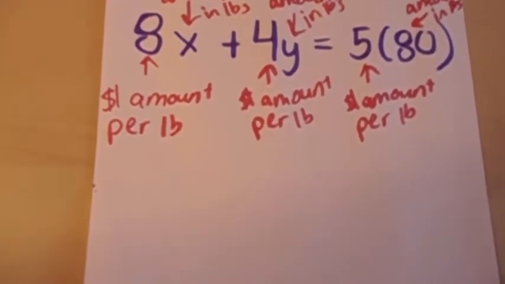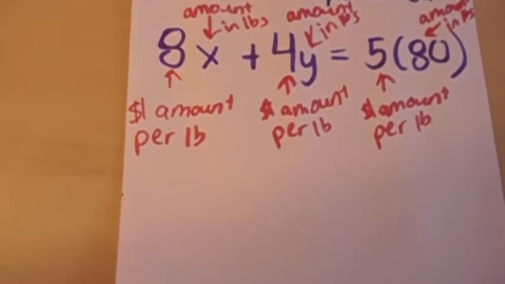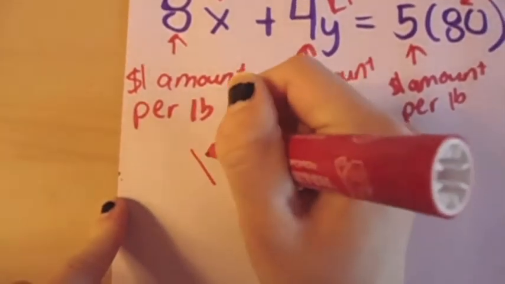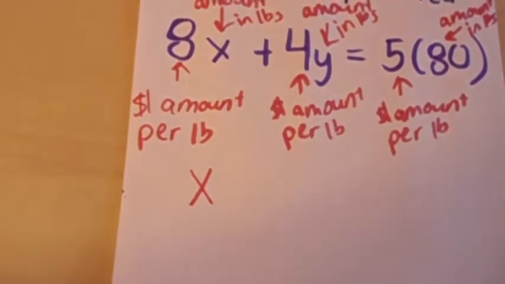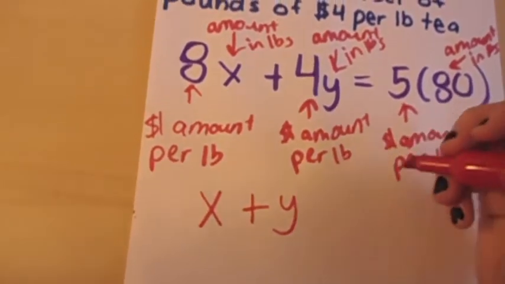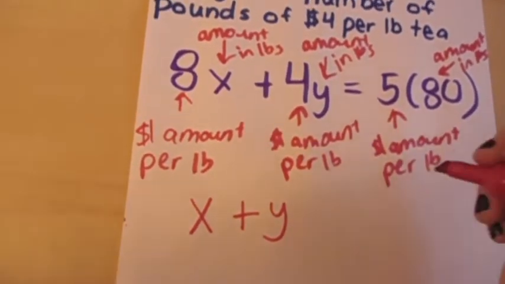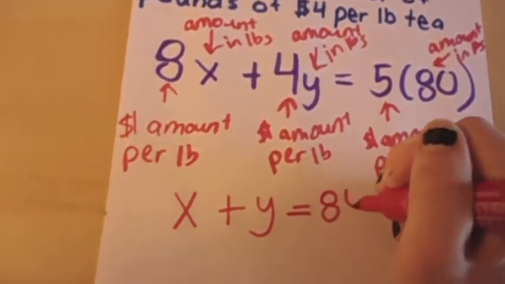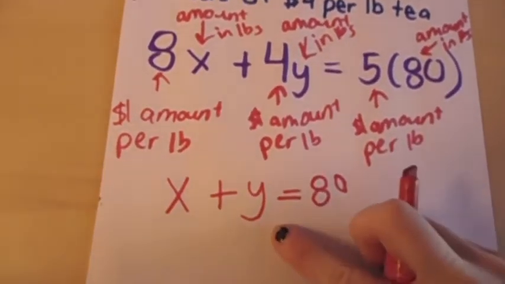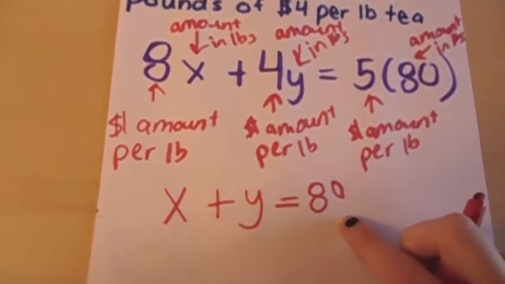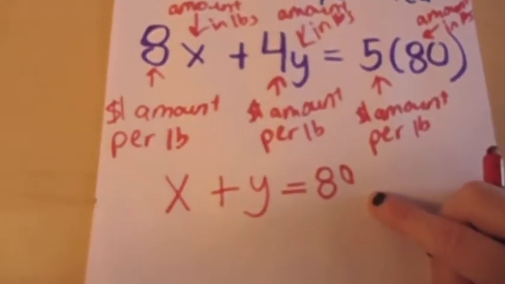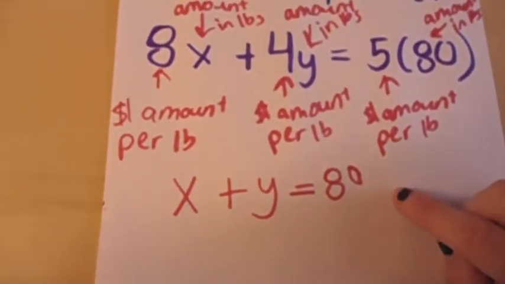So we have to ask, what else are we told? We have an equation that relates to weight. If we take the X, which is the amount of pounds of $8 per pound tea, and we add that to the Y, which is the amount of pounds of $4 per pound tea, we know this will be equal to 80. Because if we take this unknown amount of tea plus this unknown amount of pounds, we're going to get 80. So that's our second equation. Now that we have two equations and two unknowns, we can solve for both X and Y.